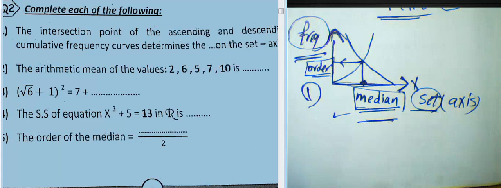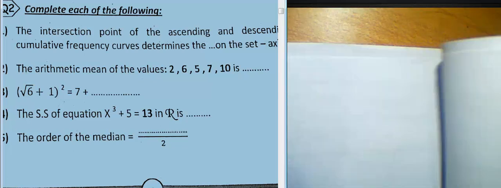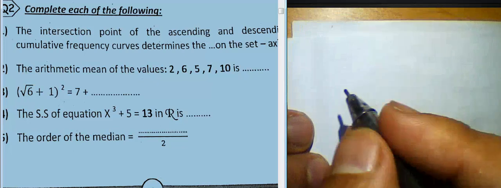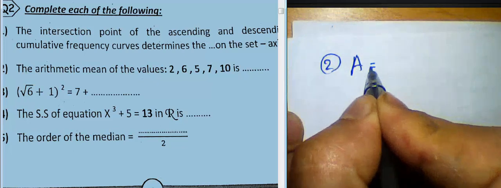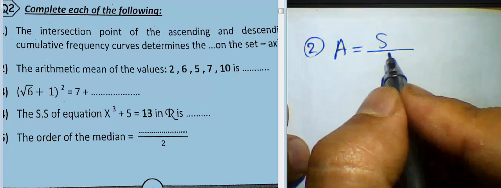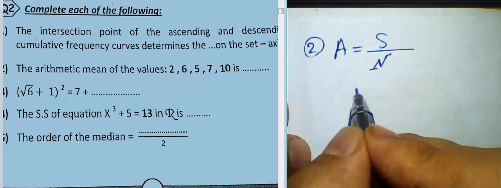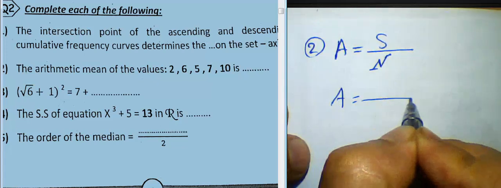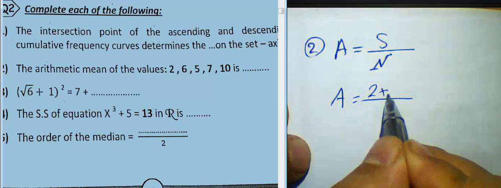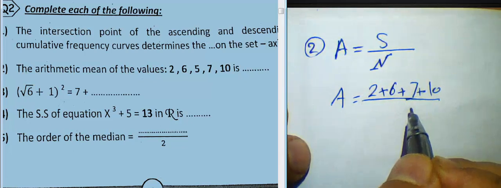The arithmetic mean of the values 2, 6, 5, 7, 10 is. We know the arithmetic mean equals the sum of all values divided by the number of values. So we can find the arithmetic mean: 2 plus 6 plus 5 plus 7 plus 10, divided by what?